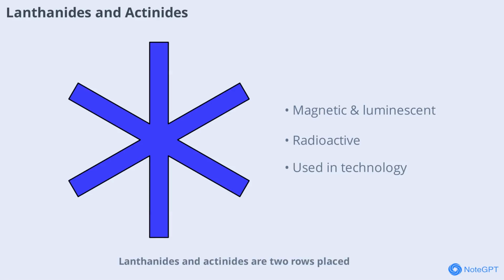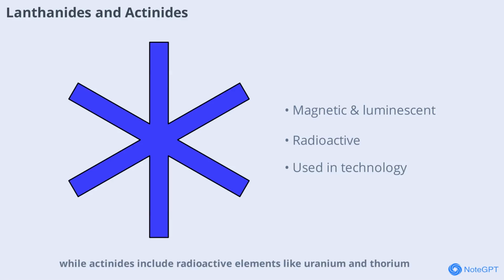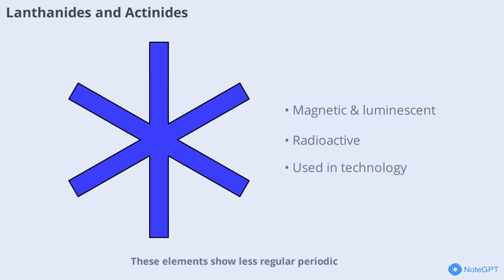Lanthanides and actinides are two rows placed below the main body of the periodic table. Lanthanides are known for their high magnetic and luminescent properties, while actinides include radioactive elements like uranium and thorium. These elements show less regular periodic trends due to their complex electron configurations, but their unique properties make them valuable in technology and energy production.